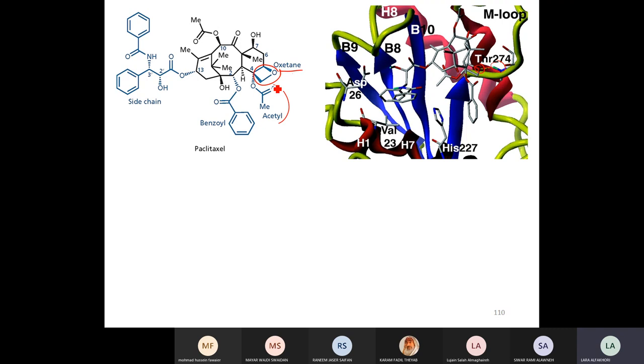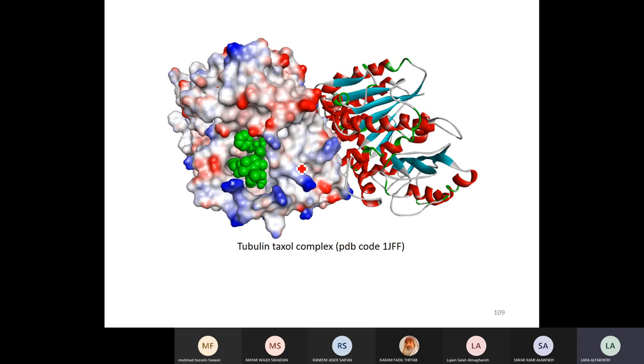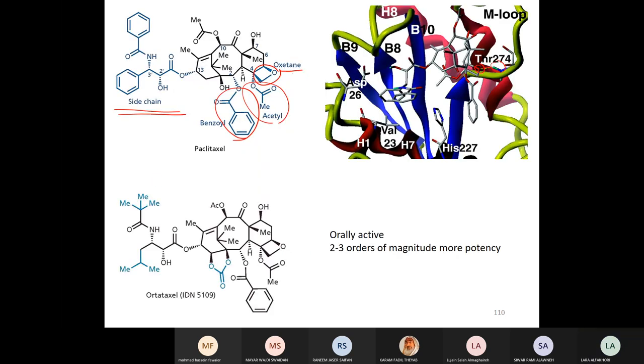Okay, the acetyl group, the benzoyl group, okay, all of those, let's say, functionalities are very essential for activity. Most of the manipulation was on the side chain. Okay, in this crystal structure, you see the 2 units of the tubulin molecule. What they are represented in different ways. The one that is highlighted in green, this represents the taxol structure bound to the beta unit of the tubulin. The ortataxel is an analog that was semi-synthetically prepared from that precursor they've obtained from the leaves of the natural source of those taxanes.